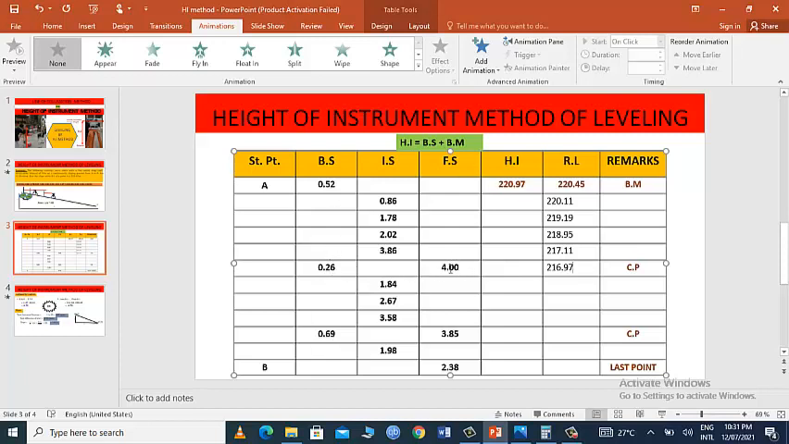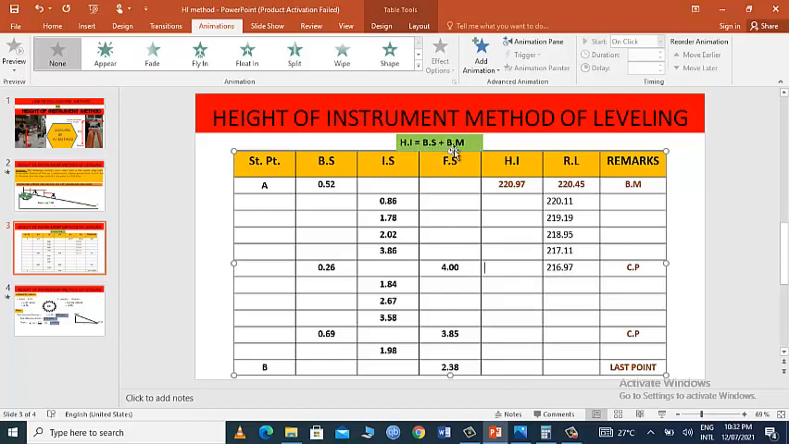Now this is the point where we change the position of the instrument. So here we will have to make a new HI. How can we make a new HI? Now we know that the reduced level of this point is 216.97.